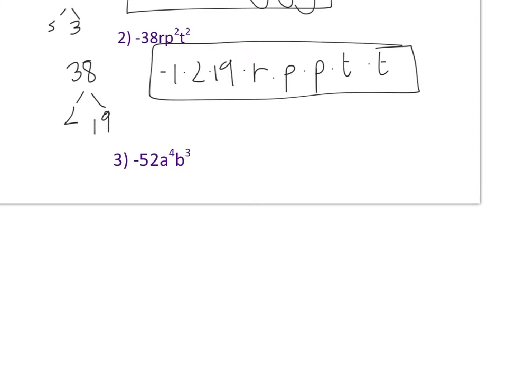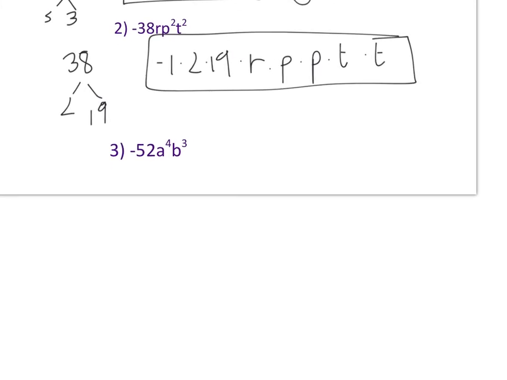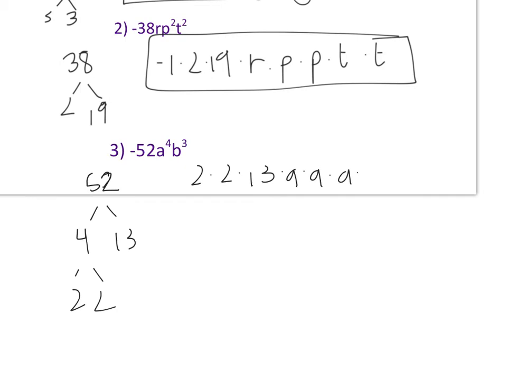All right, let's look at one more. Number 3, negative 52a to the 4th b cubed. So again, I'll put the negative 1 there at the beginning, but I'll break down 52. And 52 breaks down into 4 and 13. So if you think about it, 52 cards in a deck, there's 4 different suits and 13 of each suit. So that helps to remember 52. And 4 breaks down into 2 and 2. So this would be 2 times 2 times 13 times 4 a's and 3 b's.